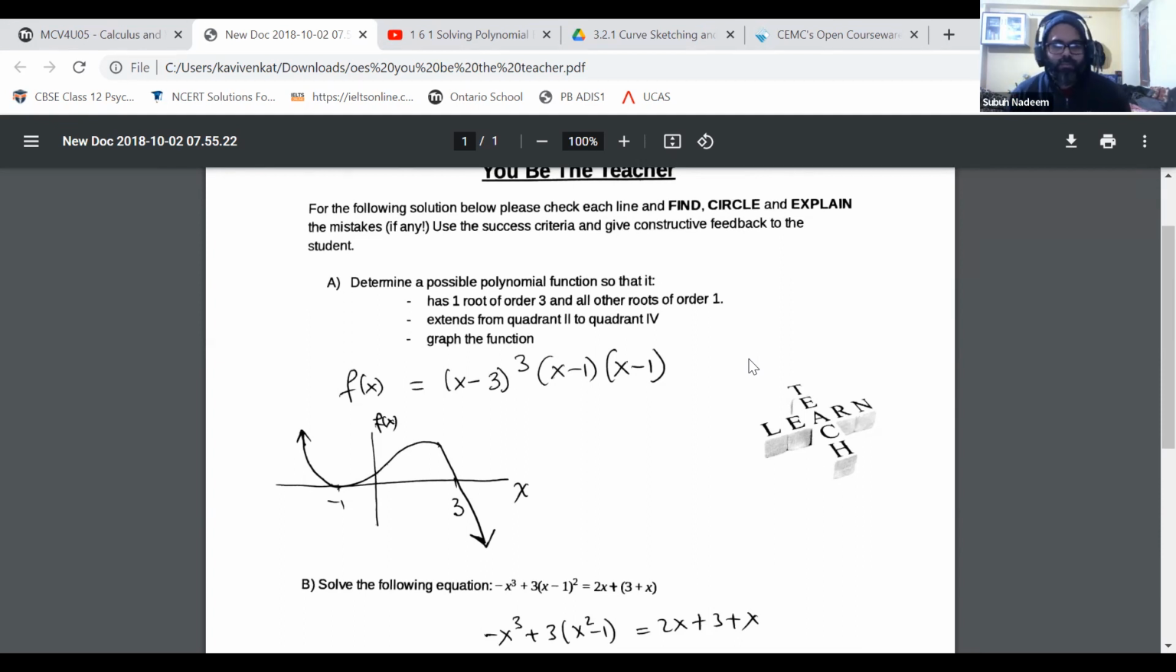Yes, sir. One root is of order 3, that is x is equal to 3, that is fine. But x is equal to 1 is another root, which is of order 2. So you need to circle it and say that x is equal to 1 is of order 2, but it needs to be of order 1. So x minus 1 should not be repeated.